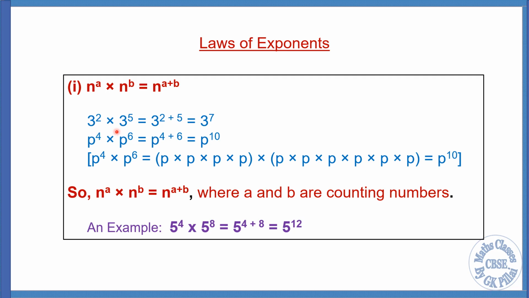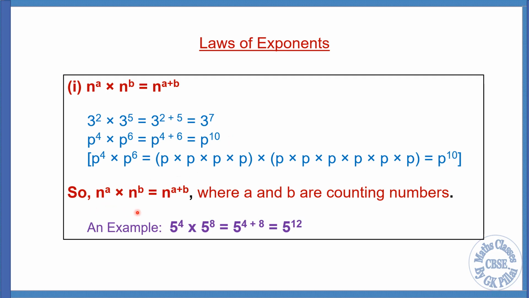3 to the power of 2 into 3 to the power of 5 will be 3 raised to the power of 2 plus 5. That will be 3 raised to the power of 7. Another one, p to the power of 4 into p to the power of 6 will be p raised to the power of 4 plus 6, p raised to the power of 10. This is an explanation of that. P raised to the power of 4 into p raised to the power of 6 can be written as p multiplied 4 times and p multiplied 6 times. Totally, if you count them, you will be having 10 times p. So p raised to the power of 10. This is just an explanation of this.